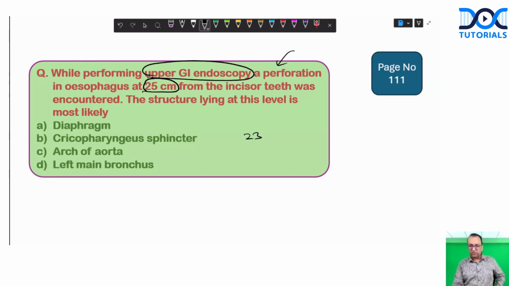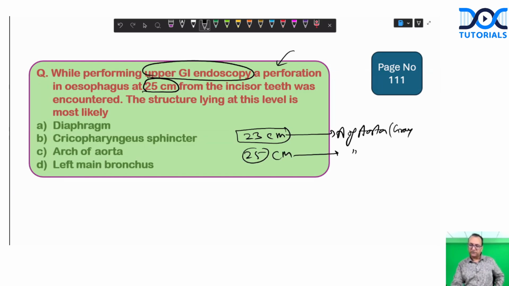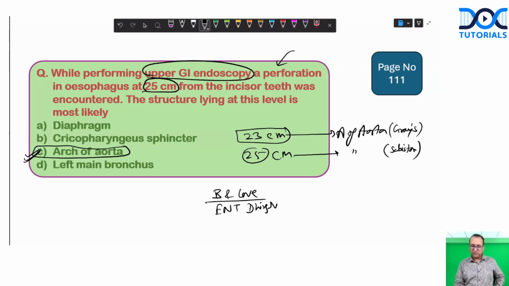I told you 23, it is arch of aorta according to Gray's. 25 centimeter, it is arch of aorta according to Sebastian. So Gray's and Sebastian surgery. So we will say arch of aorta, because if you are following Bailey and Love, or if you are following ENT Dhingra, then you will be in soup.